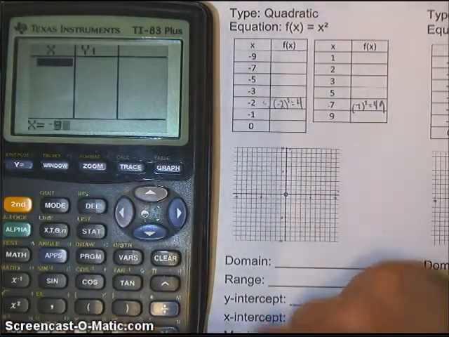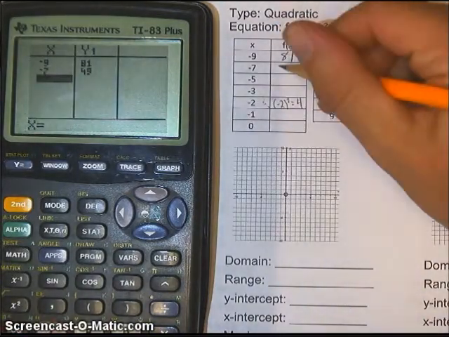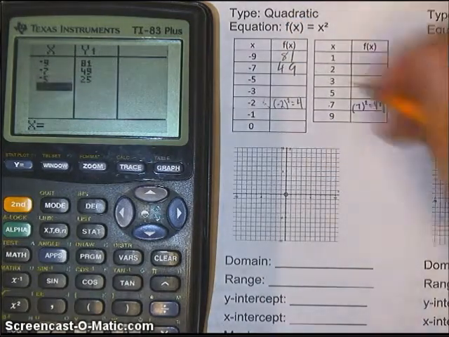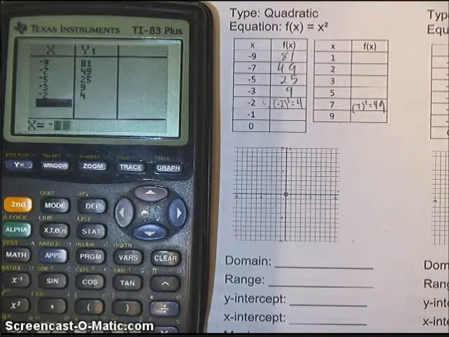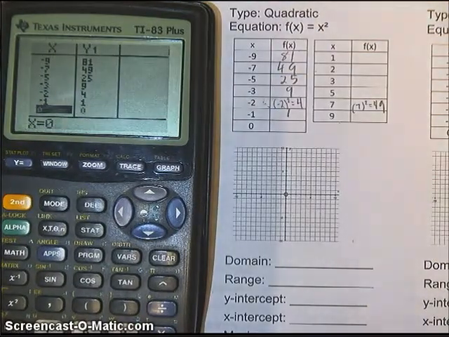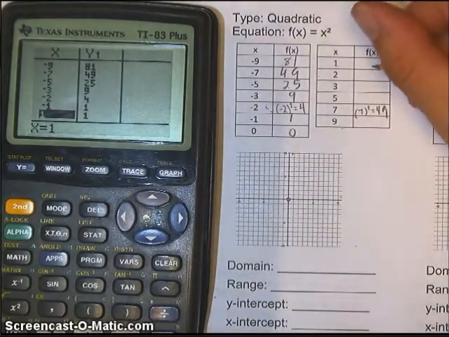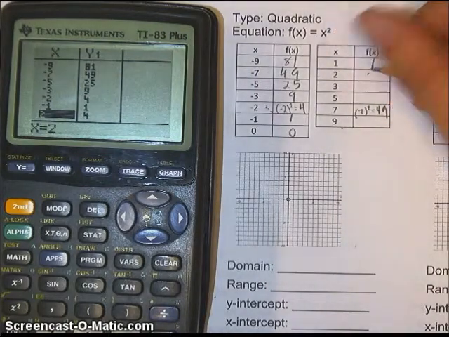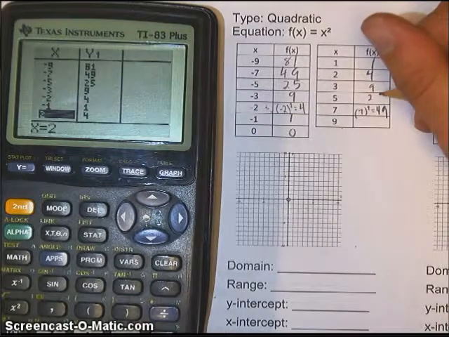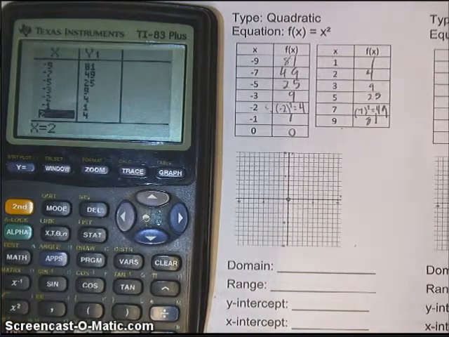Well, I want -9. All right, so that's 81. I want -7. That's 49. I want -5. That's 25. -3 is 9. Hopefully -2 is 4. Okay, good. -1 is 1. 0, of course, is 0. The nice thing about the quadratic function is that it's symmetric. So all of these ought to be the same as the ones I did previously: 4, 9, 25, and 81. So that's one thing the calculator is nice for.